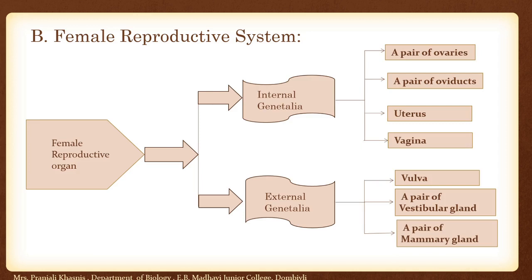So the female reproductive system is quite complicated, having both external as well as internal genitalia. Internal genitalia has a pair of ovaries, a pair of oviducts, uterus and vagina, while the external genitalia includes vulva, a pair of vestibular glands, and a pair of mammary glands.